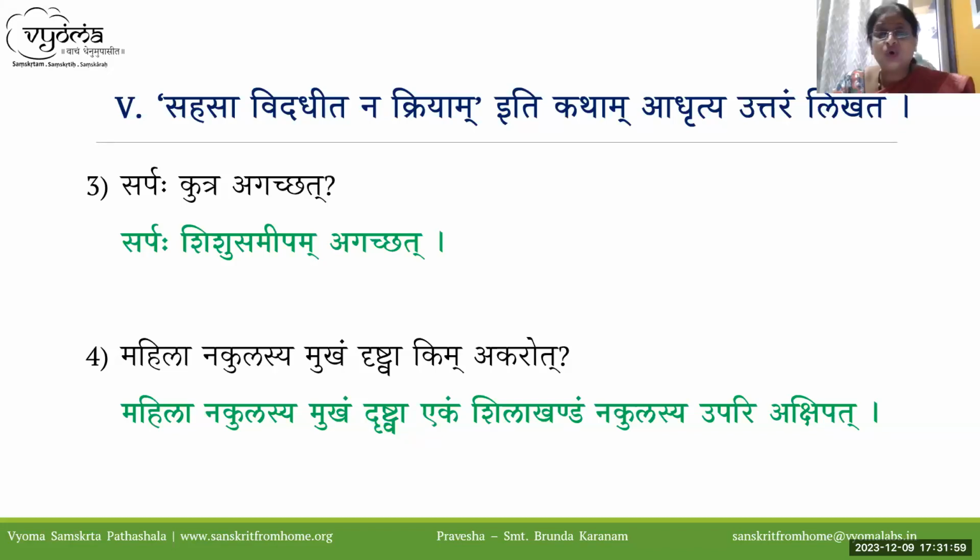So there are two objects, there are two karma padams, there are two sets of words in Dvitiya Vibhakti in this sentence. One is Mukham, which is for this part of the sentence, this clause. This is the main sentence. This is a subclause. This is the main clause. So Mahila Ekam Shilakhandam Nakulasya Upari Akshipat is the main clause. Mahila Nakulasya Mukham Drishtva is a subclause within the main clause. You getting it?